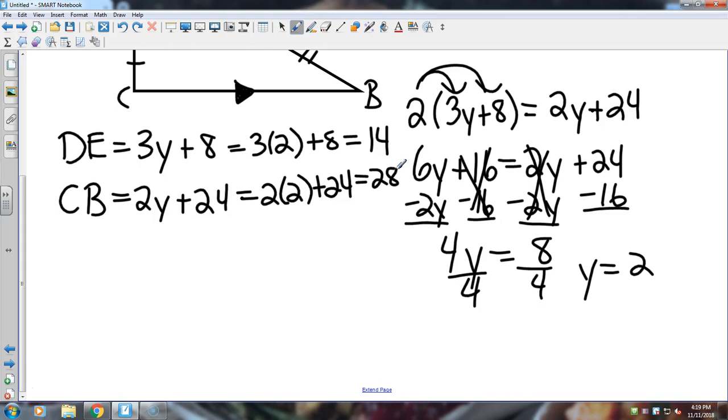So that's a pretty short one, just a little over 6 minutes. We've got Triangle Midsegment, Chapter 6, Section 4.